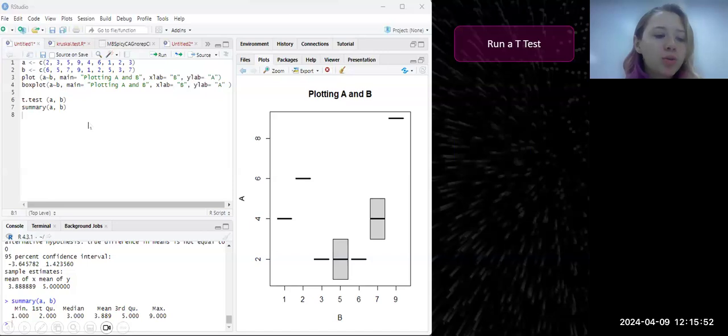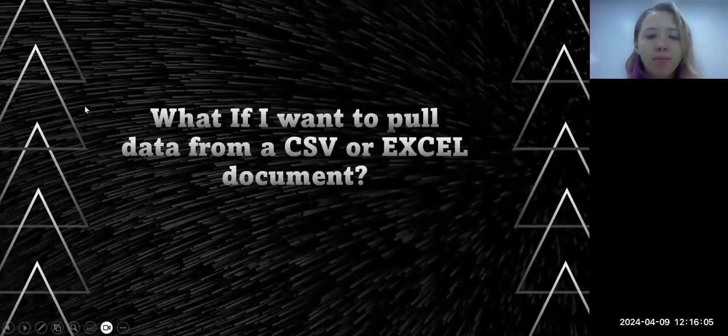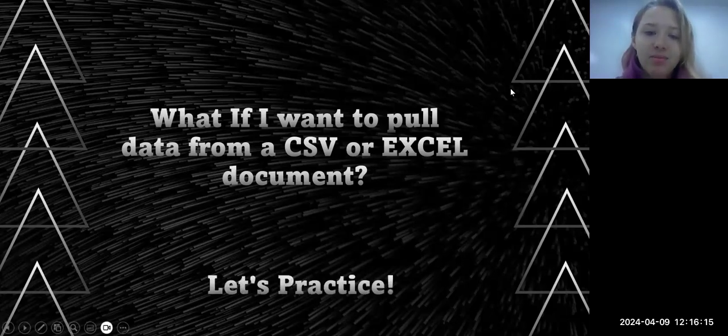Next you're going to run a summary statistic. This is going to give you your mean, your quartiles, your minimum and your maximum. You can run that for individual variables, or you can also run that for both. Now we're going to be using that information from the CSV file that I told you about at the beginning that's available on the Canvas.